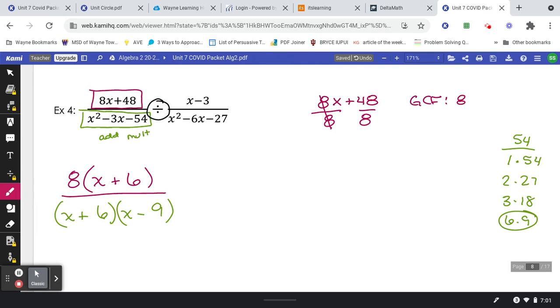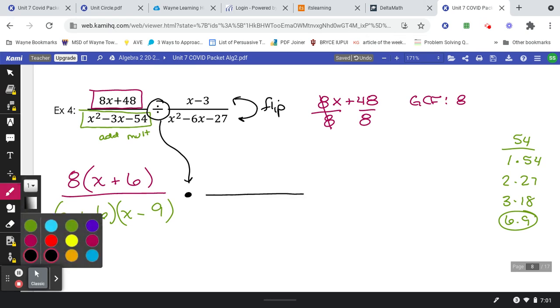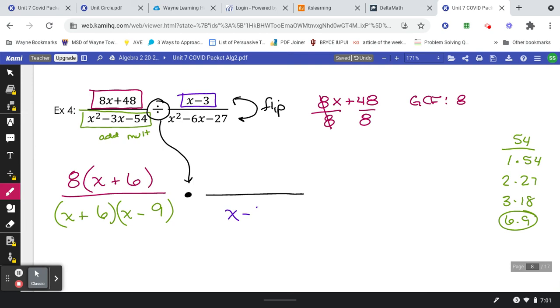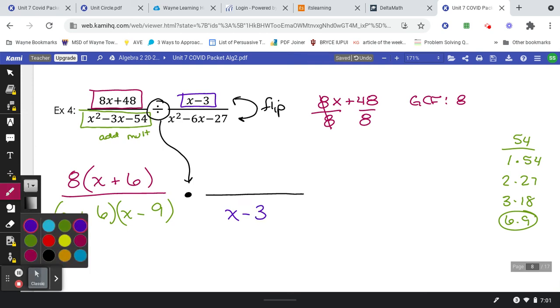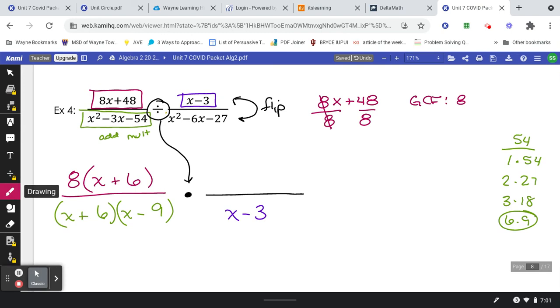Then because of this division, I'm going to flip this. I'll change that to a multiplication sign. This x minus 3, there's no greatest common factor there. So I don't have to do anything with that. I'll just move it to the bottom. And then x squared minus 6x minus 27, that's going to be just like the problem we just did over here in green. It's a trinomial.